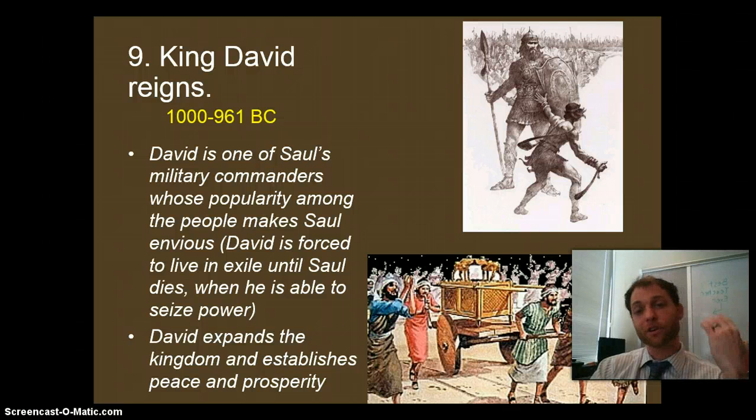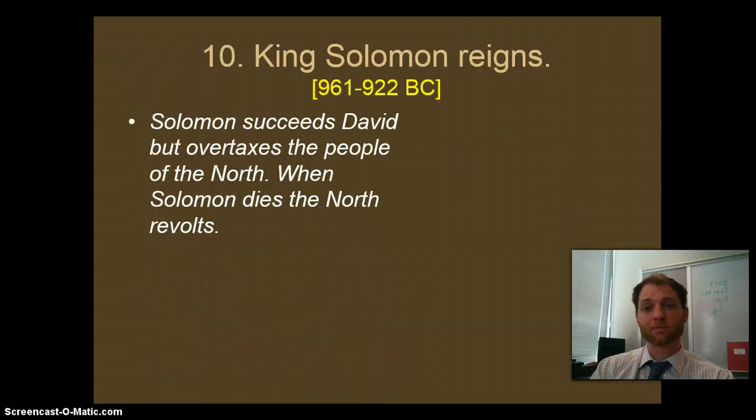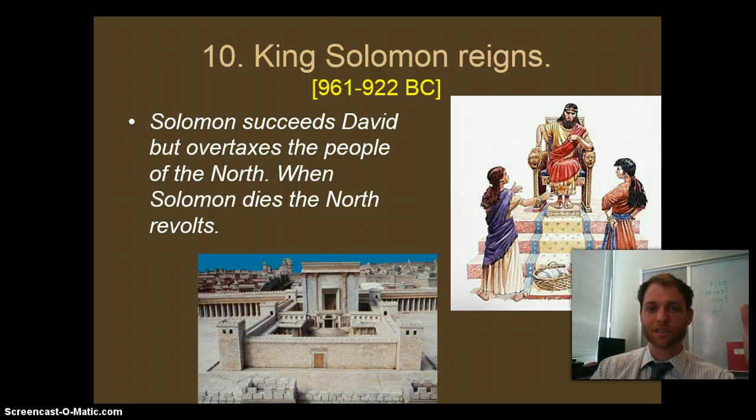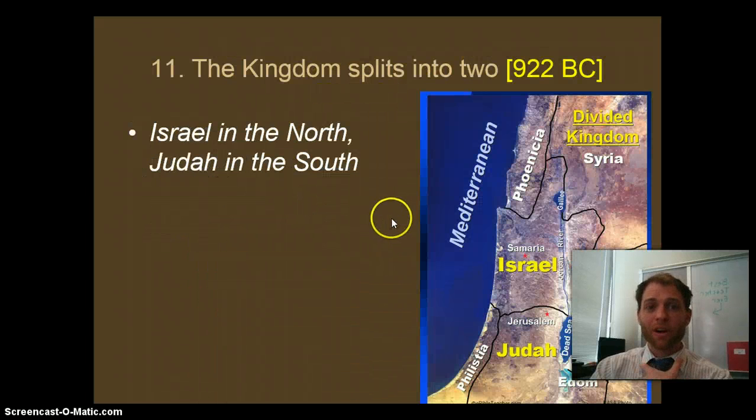And then after David, one of his sons, Solomon, who's known for his wisdom, reigns, although his wisdom kind of gets less as he gets older. He also builds the temple, which is a big deal. But in his later days, he overtaxes the northern part of the kingdom, which revolts after he dies, and there's a civil war, and the kingdom splits into two.